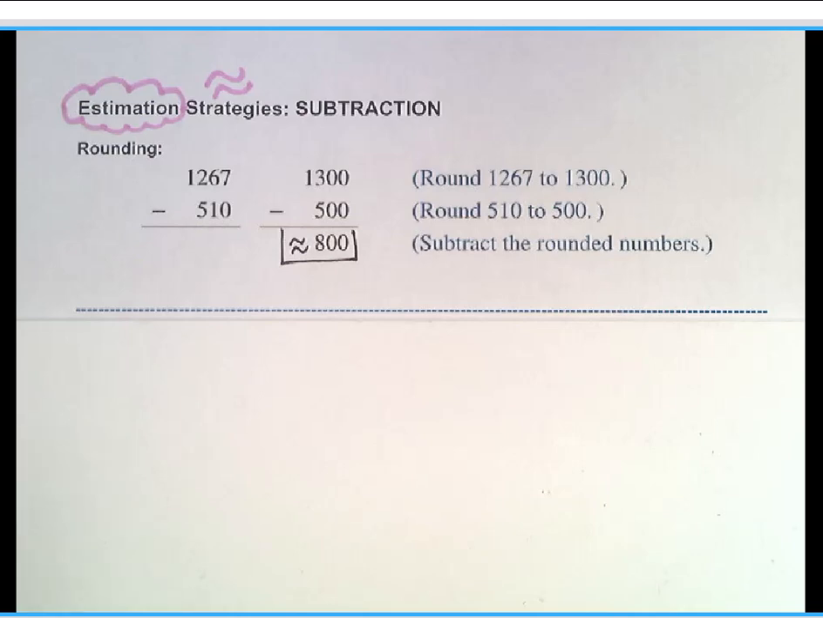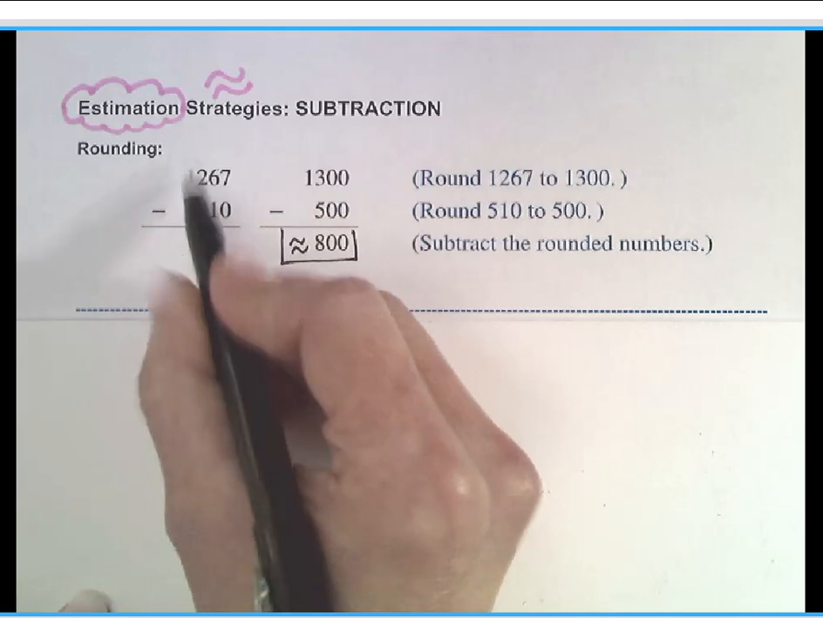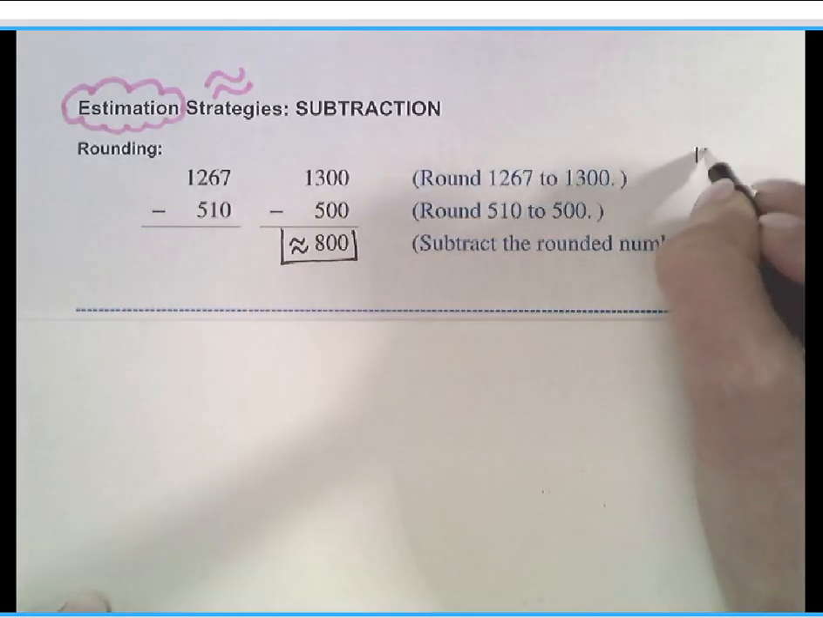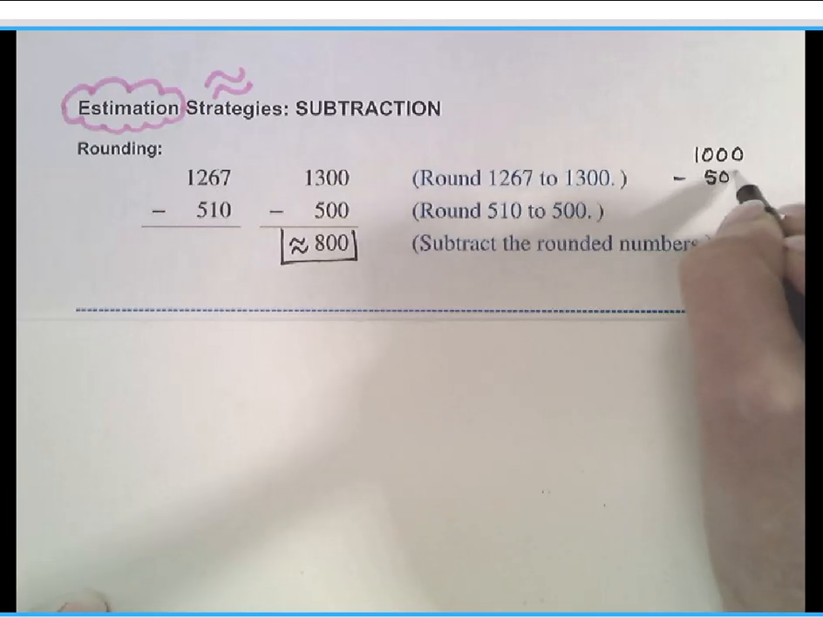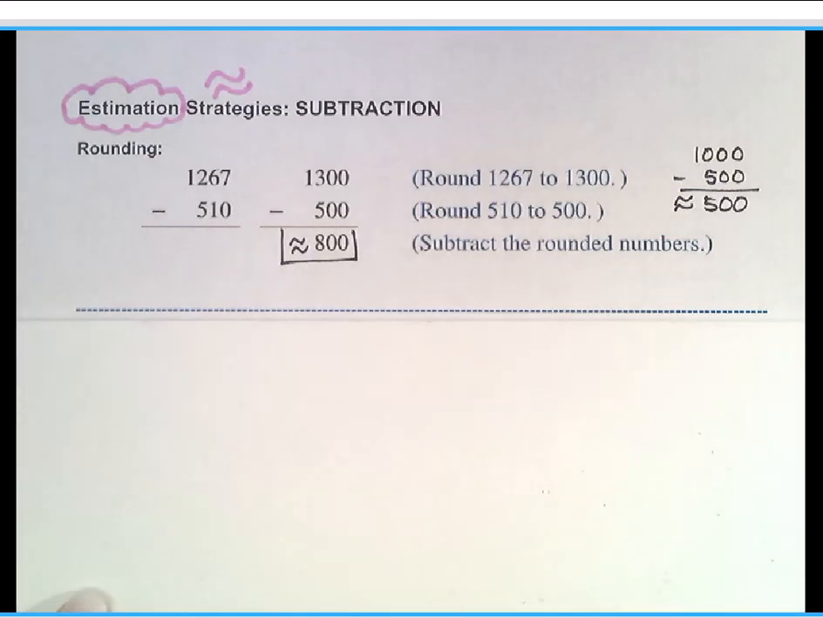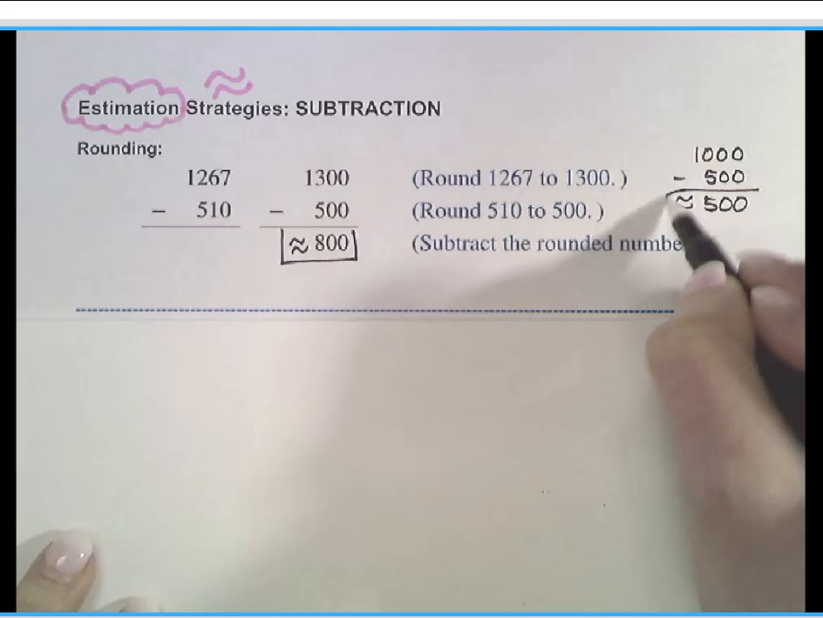You could have rounded the first number to the thousands place. Is it closer to 1,000 or 2,000? Well, it's closer to 1,000. And then you could have kept the bottom one as a 500, and you could have said your estimate is approximately 500. That would be fine too. Completely different estimate, but you could have given that as your estimate.